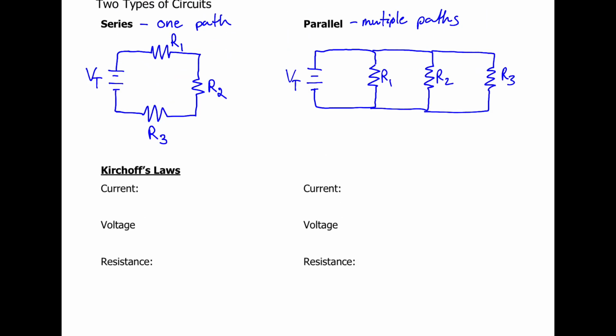Current, so I'm under each of these things. The first column is all the series rules, and the second column is all the parallel rules. First rule: all the current in a series circuit is all the same.